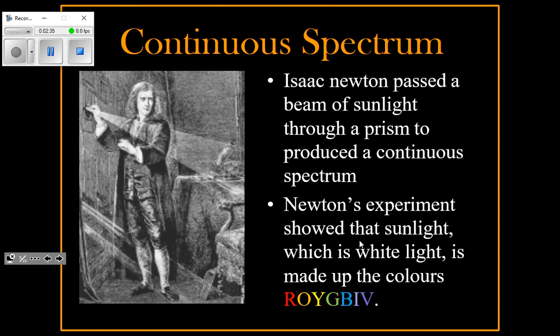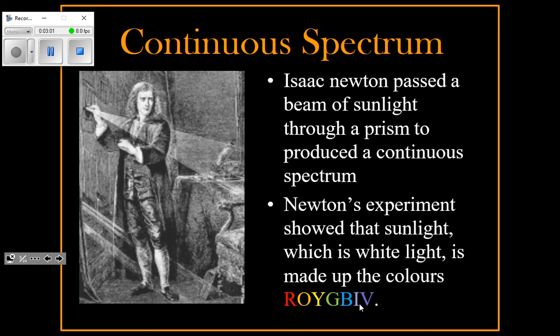So Newton's experiment showed that sunlight, white light, is made up of the colors Roy G. Biv: red, orange, yellow, green, blue, indigo, violet. If you count those, you'll see that there are 7. These days, quite often, you're going to see Roy G. BV. They're going to take indigo out. A few reasons for that. Indigo is not really a true color.